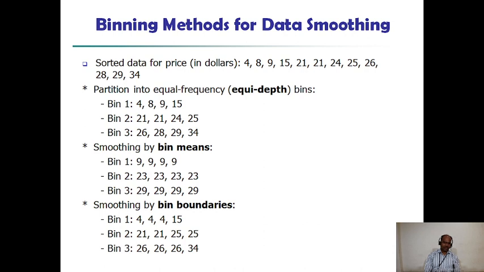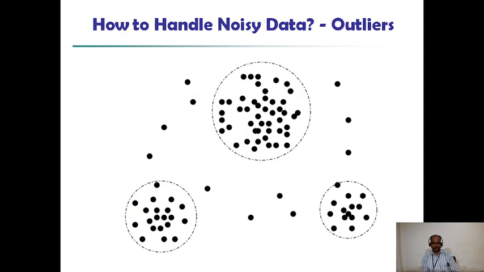Like that, to get 9 from the lower bound we have to add 5. To get 15 from the upper bound we have to add 6. So as 5 is smaller than 6, we will replace 9 with 4. So like that we will smooth the values by bin boundaries. In bin 2 we will replace the values like this: 21, 21, 25 and 25. In bin 3, 26, 26, 26, 34. Like this we will use the binning method to smooth data.